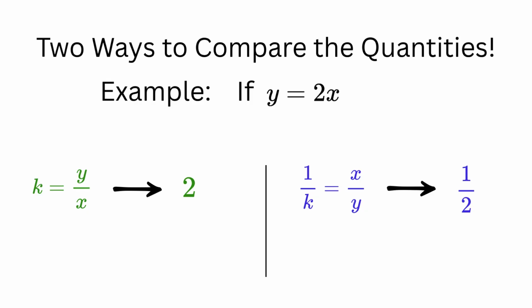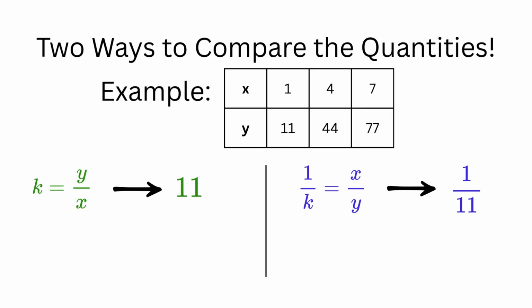Let's look at the equation y equals 2x. This is already in the form y equals kx, so our first constant of proportionality is k equals 2. That means for every 1 x, y is 2 times as big. To find the second constant, we just take the inverse of the first. If y per x equals 2, then x per y equals 1/2. So our two constants are 2 and 1/2. They're inverses of each other. One is 2, the other is 1 divided by 2. And that's how you find both constants from any equation.